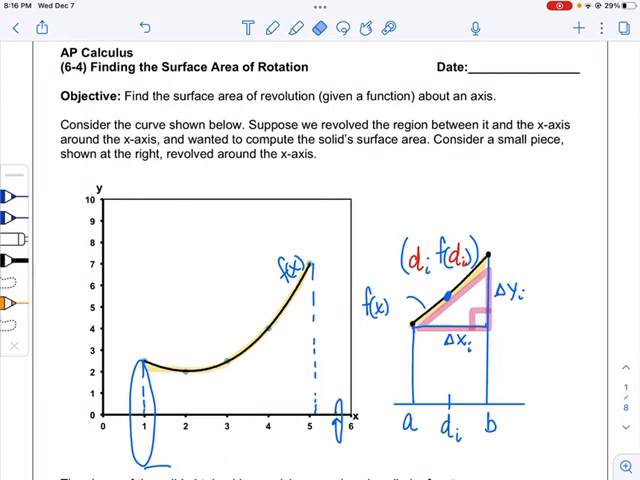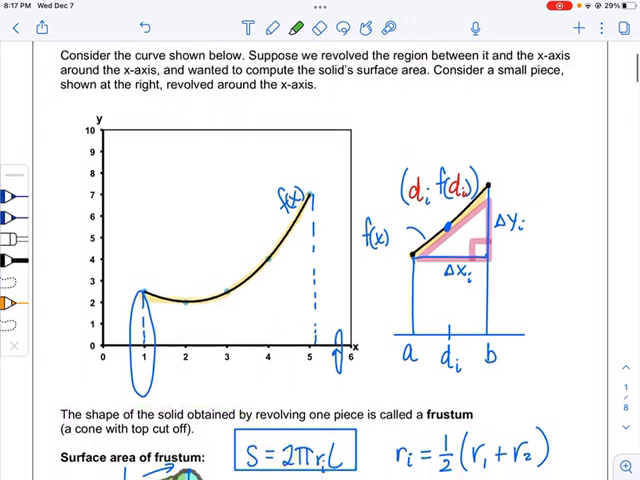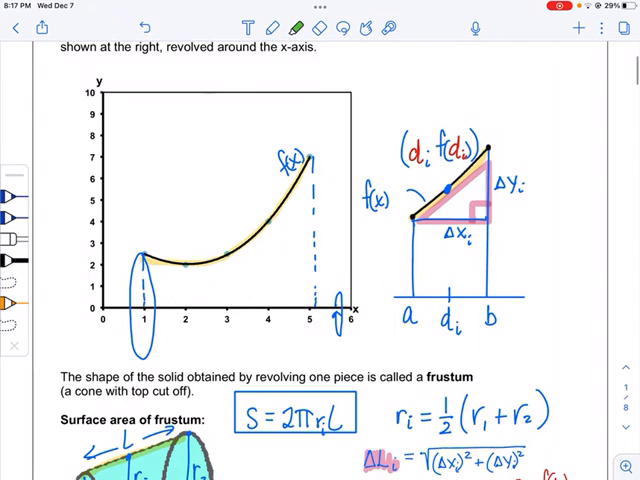So if we find the surface area of revolution given a function about an axis, considering the curve shown below, suppose we revolve the region between it and the x-axis around the x-axis and wanted to compute the solid's surface area. So you kind of get the picture. We get these vase-looking images, this side would then come down like this, and then that end would, of course, be there. And we are only calculating the surface area, or the outside lateral edges.